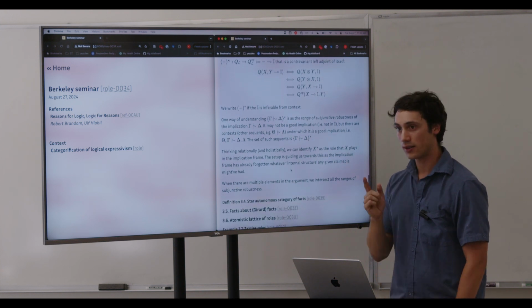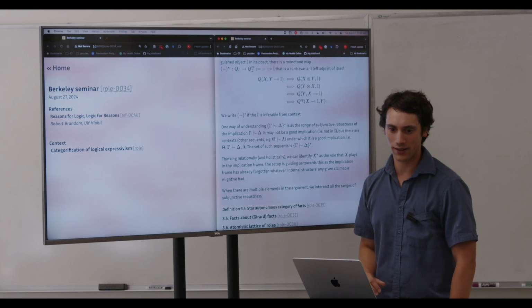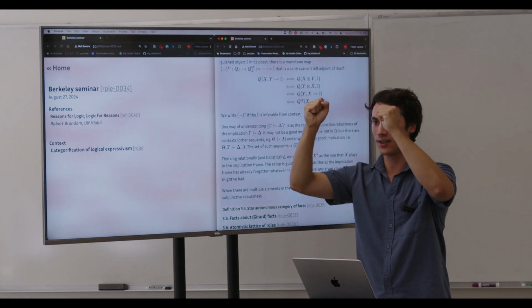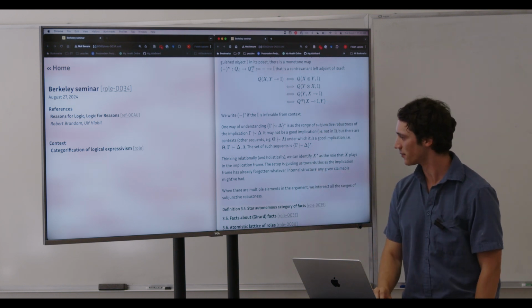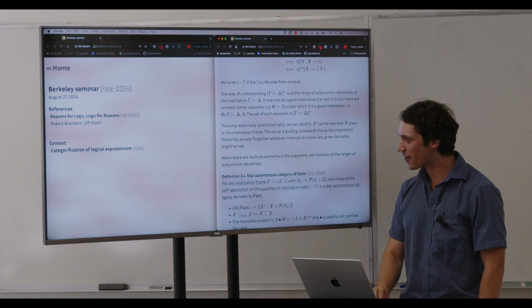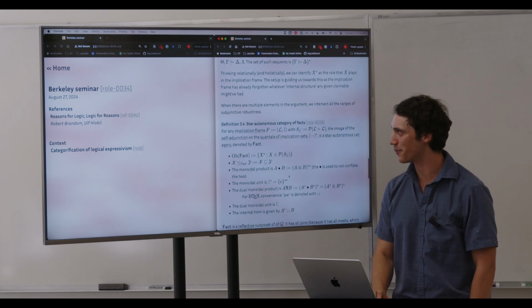Can I ask really quickly, what does coatomic mean again? That means, imagine in the power set lattice, you have all of the sets that are just missing one element. You can meet them together and get everything else. Cool. All right. So now, the star autonomous category of facts. Sorry for just layering on definitions without payoff yet.